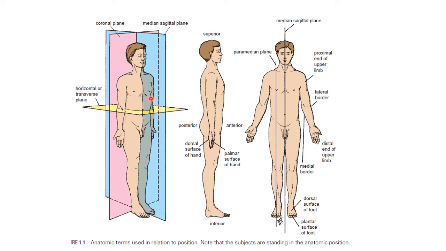If we cut the body into two parts, that cut the body into upper and the lower part, this is known as the horizontal plane. So this yellow plane is passing through the body horizontally and is dividing the body into superior and the inferior part. So these four planes you must keep in mind while studying.